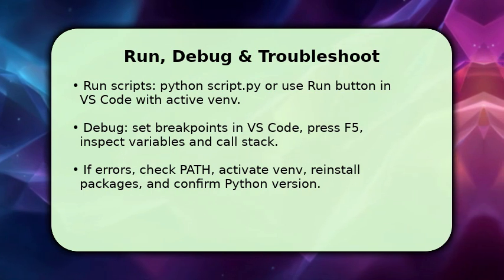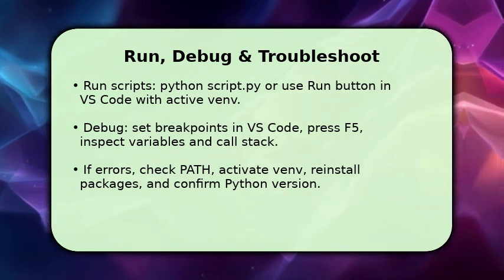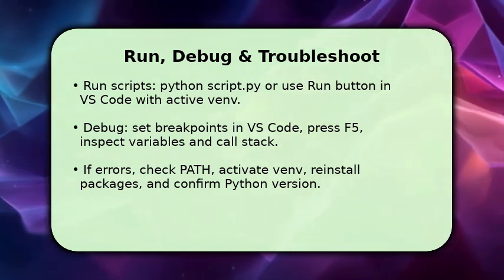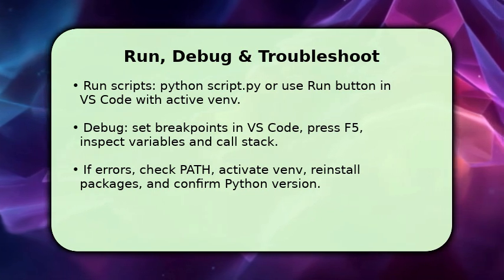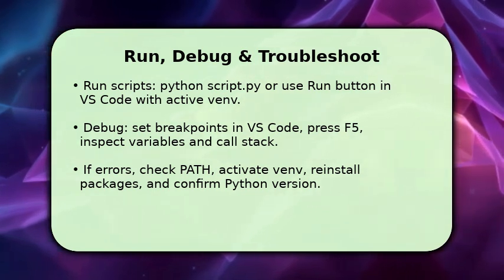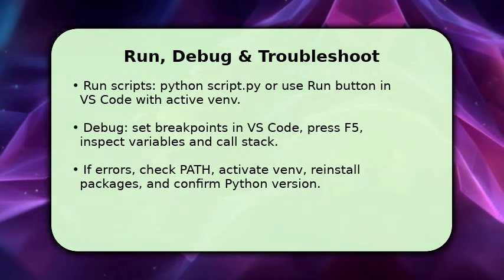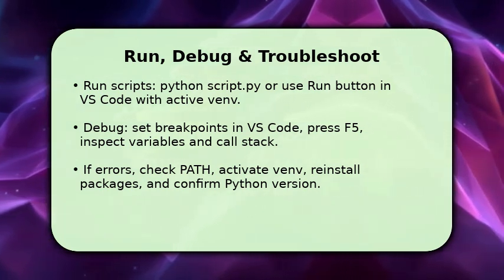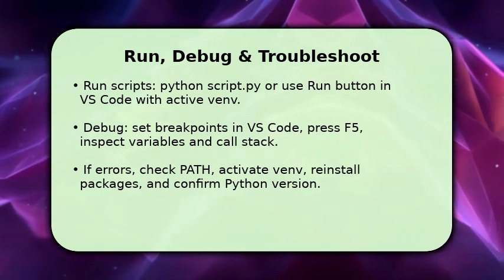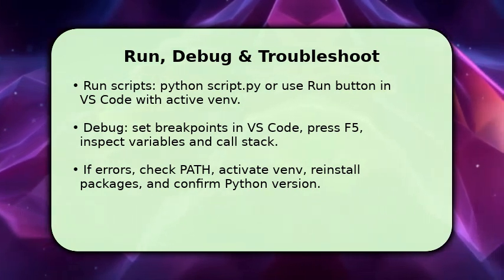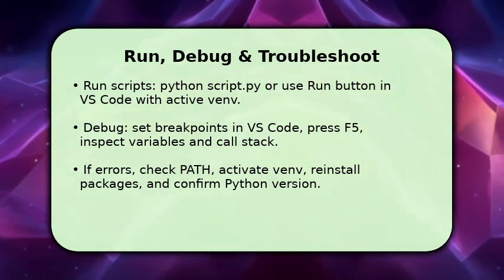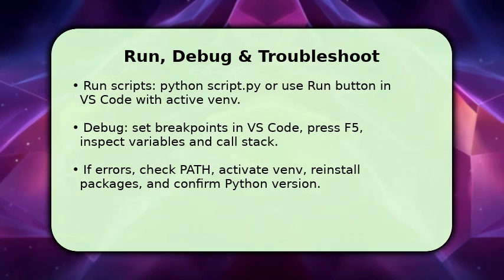When you need deeper insight, set breakpoints and press F5 to step through code and inspect variables. This reveals logical errors quickly. If something breaks, make sure the venv is activated, confirm Python version matches expectations, and check that PATH includes Python. If packages fail, reinstall them inside the venv. That single troubleshooting step usually resolves most setup issues.